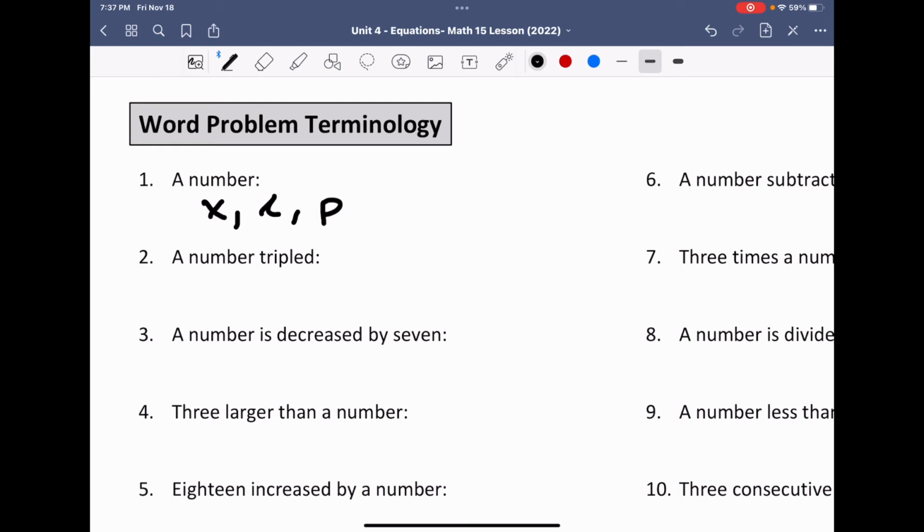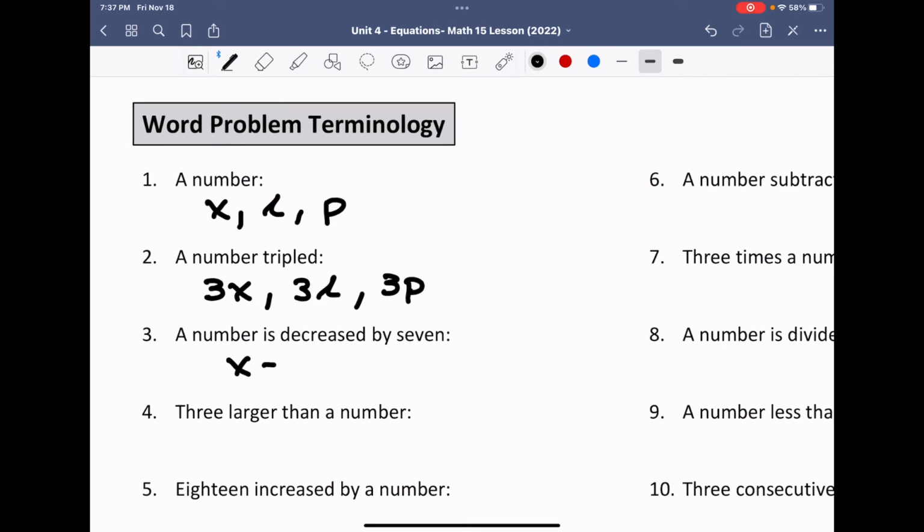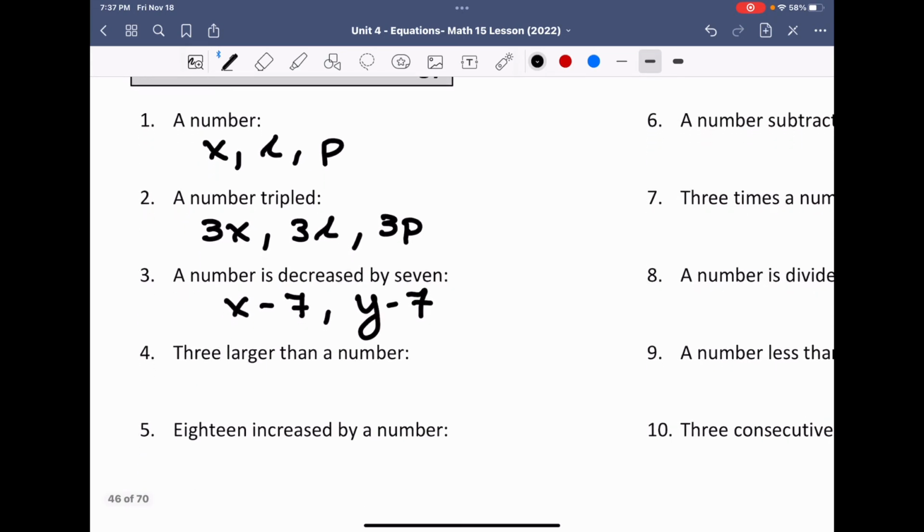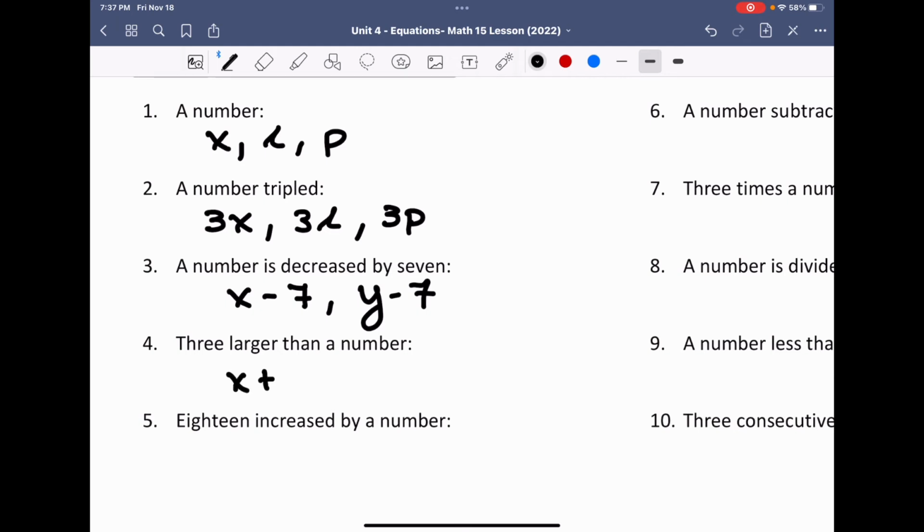A number tripled is similar, but we're going to write it as 3 times whatever that variable is. 3 times L, maybe 3 times P, whatever that variable is. It's the number tripled, or multiplied by 3. If a number is decreased by 7, we could say it's X minus 7, or even something like Y minus 7. 3 larger than a number: very similarly, we're going to add 3 to whatever given number.